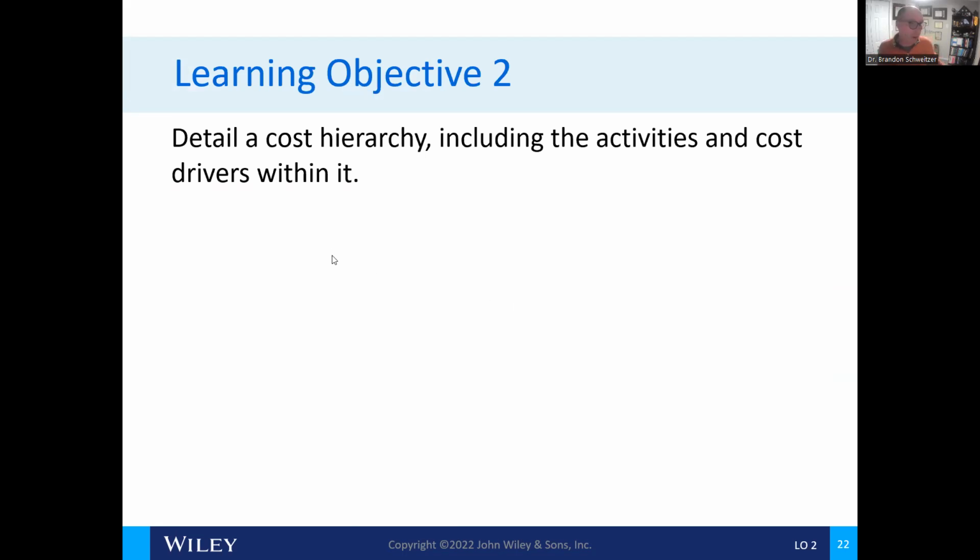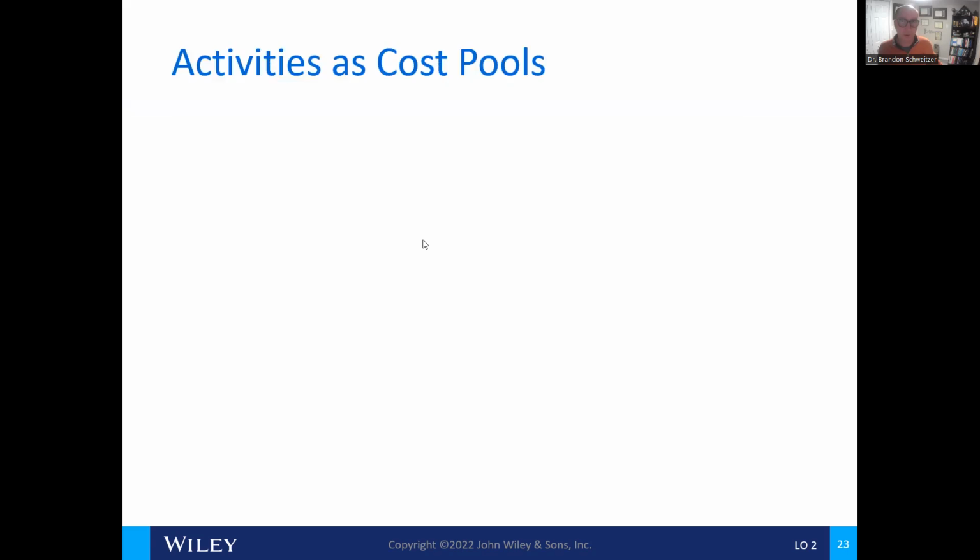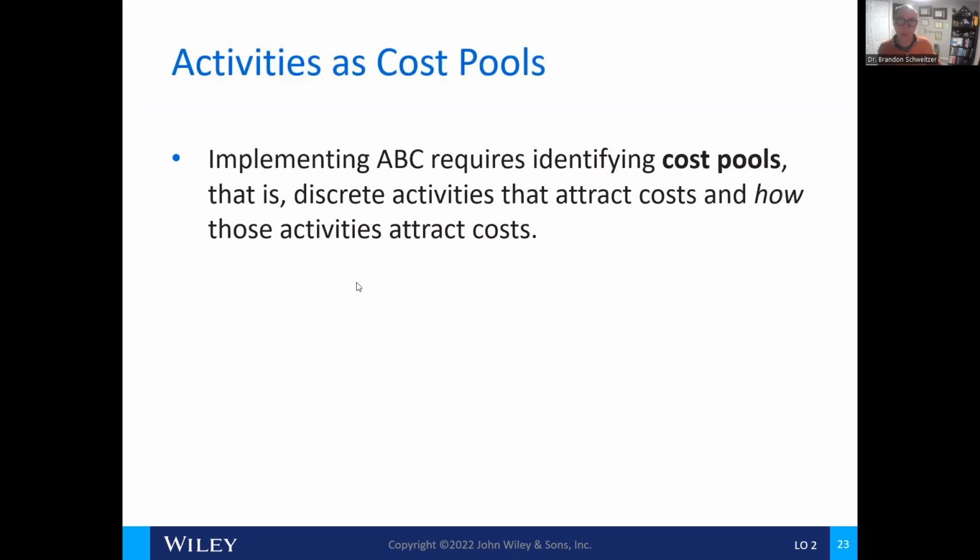The next thing we want to talk about today is the detailed cost hierarchy, which includes the activities and the cost drivers within. We think of activities as being cost pools. Cost pools, of course, are discrete activities that attract costs. A cost pool is a grouping of like costs.